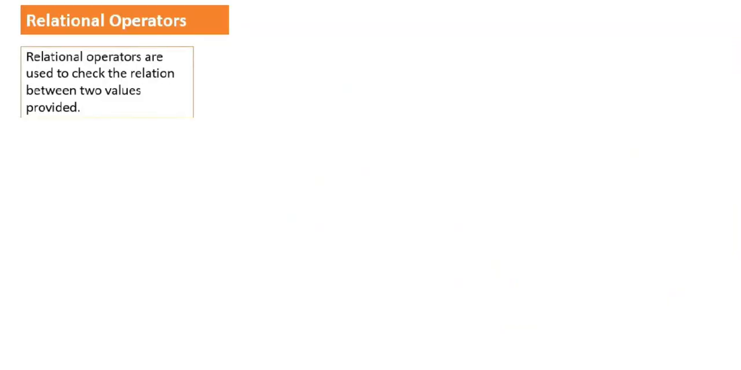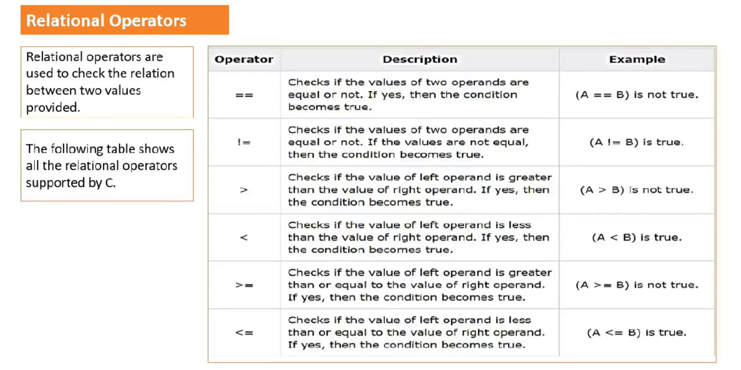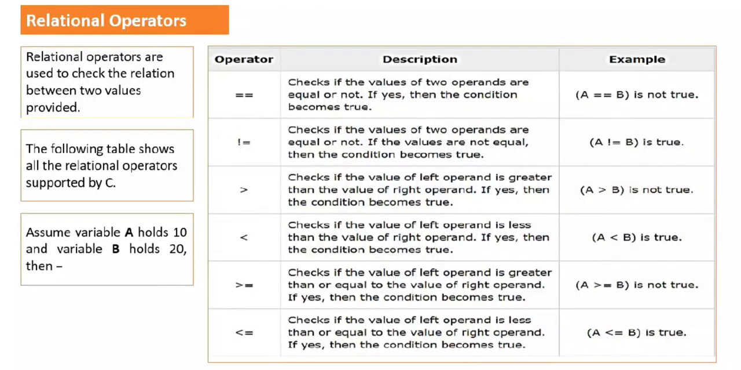Relational operators are used to check the relation between two values provided. The following table shows all the relational operators supported by C. Now assume A holds 10, B holds 20 again, and then use these operators and see the result. So A equal to B checks whether the two operands are equal or not. If A and B are tested for equal, then it's not true, because 10 is not equal to 20. Next is not equal to, then it will give you a true answer.